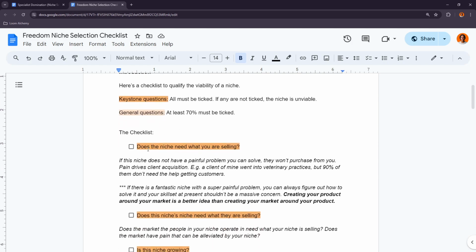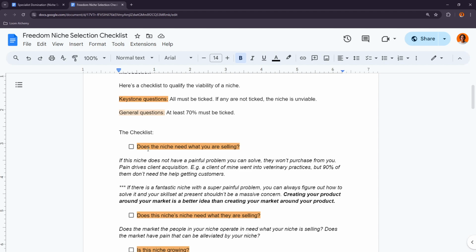So the first one is, does your niche need what you're selling? If the niche does not have a painful problem that you can solve, they won't purchase from you, because pain drives client acquisition. For example, a client of mine went into the vet niche, who basically look after and solve problems of dogs, cats and pets. But 90% of vets don't need help in getting customers, right? So it would be very difficult to get a client and also to serve them, because they are not in a painful situation. If there is a fantastic niche with a super painful problem, you can always figure out how to solve it, and your skill set at present should not be a massive concern.